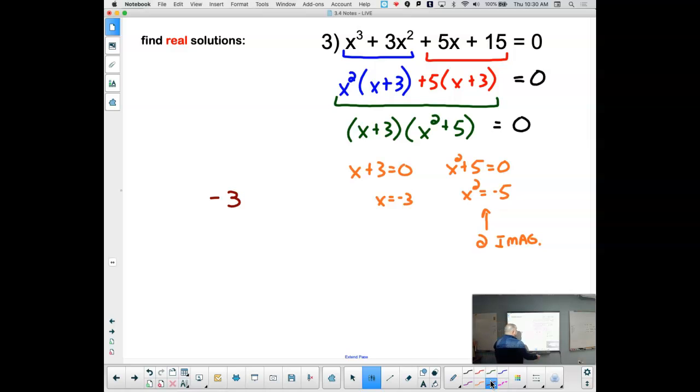So we'd have negative 27 plus 27 is 0, minus 15 plus 15 when I check it, that gives me 0 equals 0. And so negative 3 is the only real solution to this one. The other 2, plus or minus i times the square root of 5, those aren't real, so we don't have those as our solutions just yet. Okay?